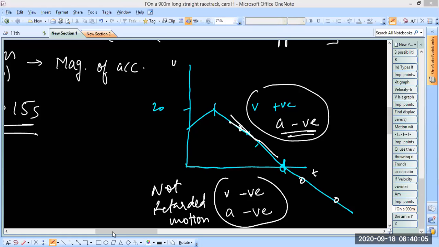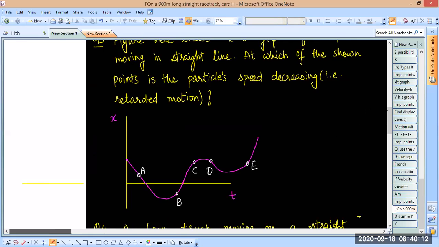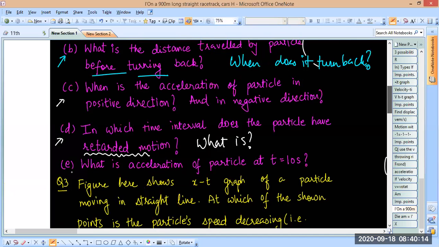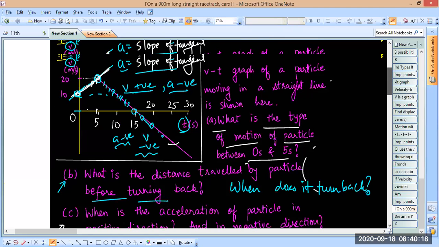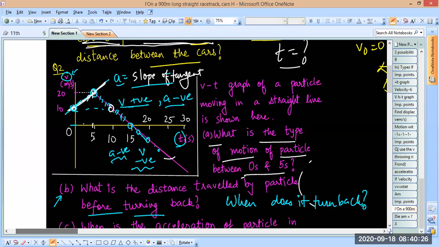All right then. So that's it. The answer is 5 seconds to 15 seconds. Let's go to next. Here, E. What is the acceleration at 10 seconds? All right, here, at this point. Okay, I really made a mess of this graph. But see, do you realize that here the slope is same everywhere because it's a straight line, right?